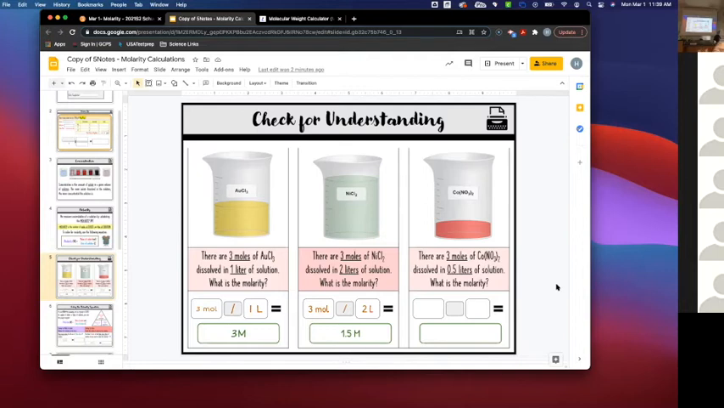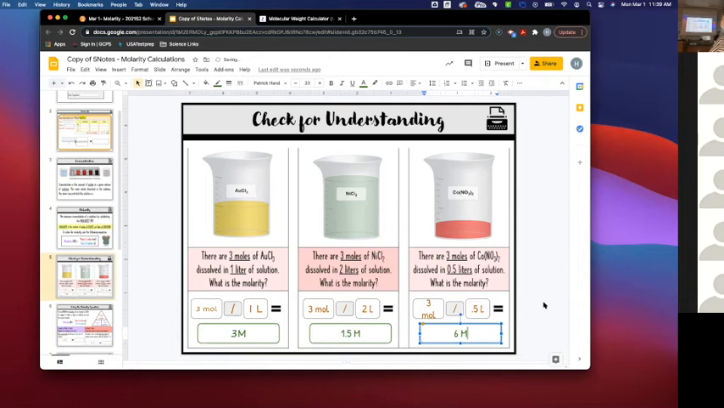Yes. So it should be 3 moles divided by 0.5 liters equals 6. And then what comes after the 6? What kind of M? A capital M. Good job. Okay, just like that.